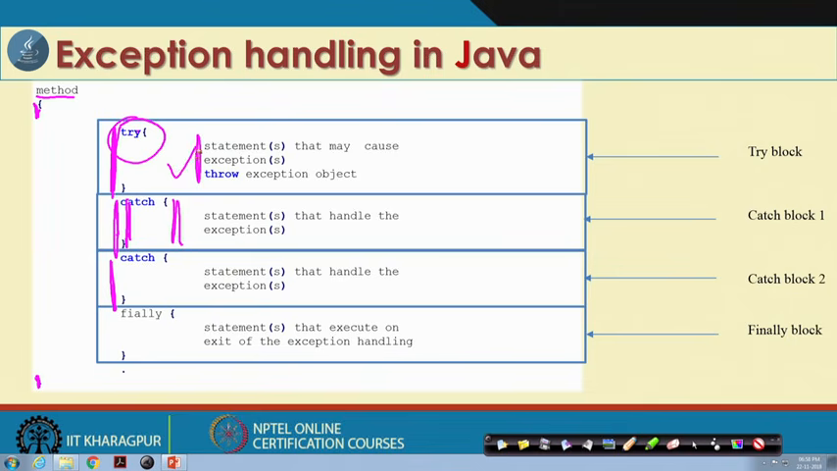For each error there may be one or more blocks we can plan, and then there is finally. Whether an error occurs or not, it will execute this block. So, this is the basic scheme so far as handling exceptions in a Java program is concerned. We usually call it the try catch mechanism. Now, in addition to try catch, there are two more things: throw and throws.